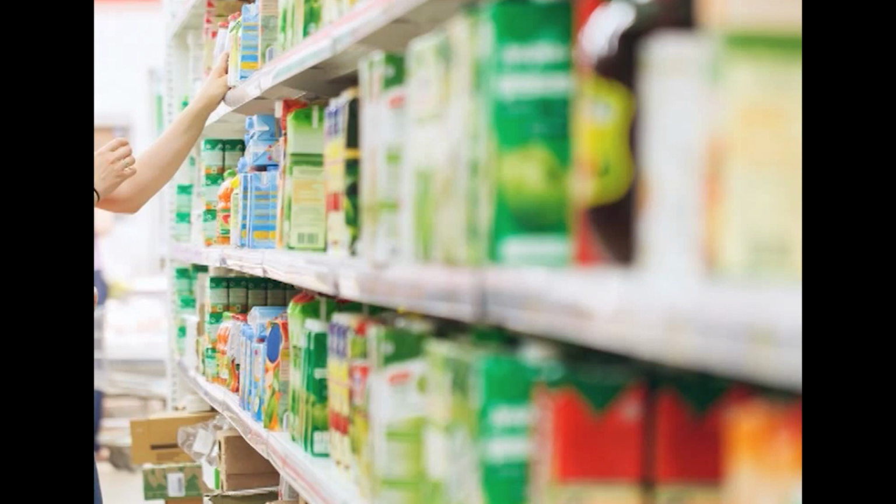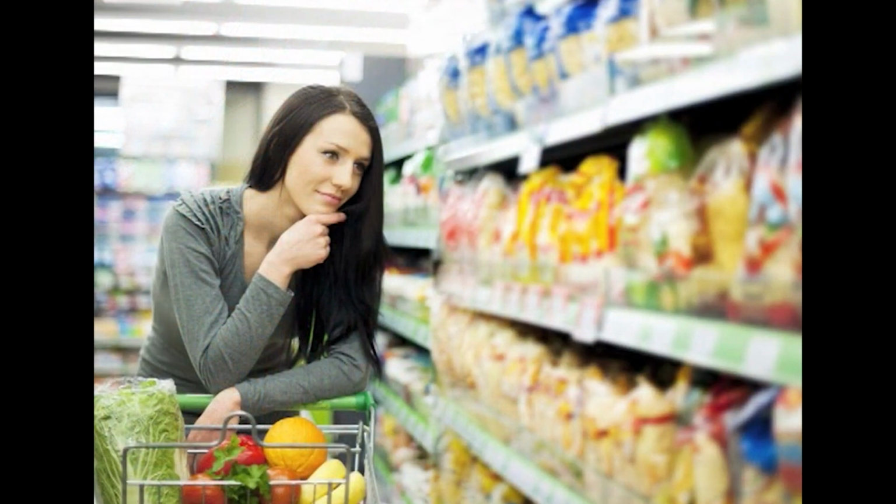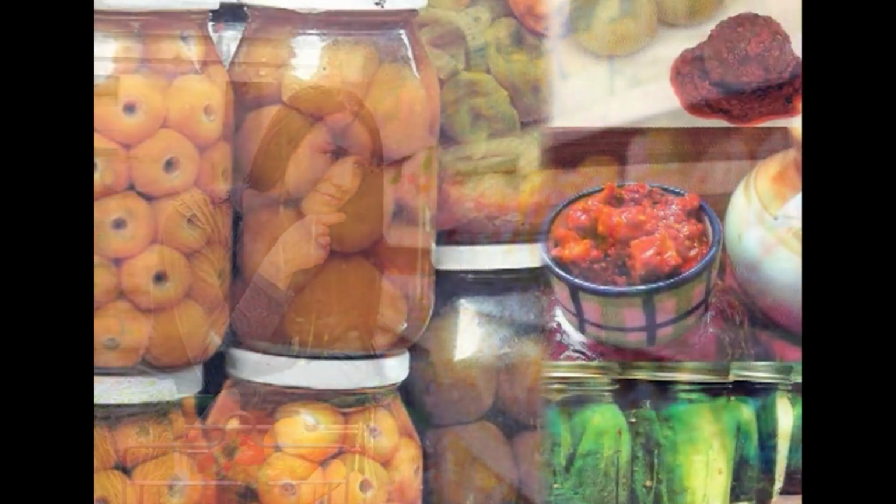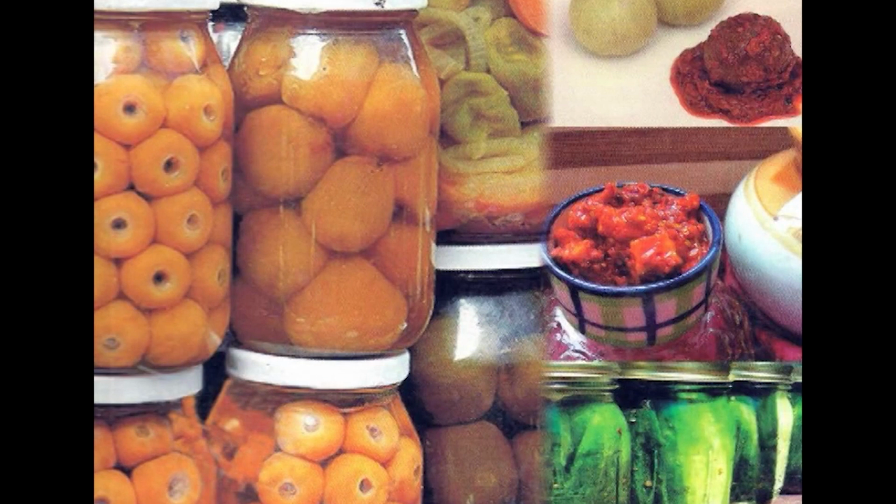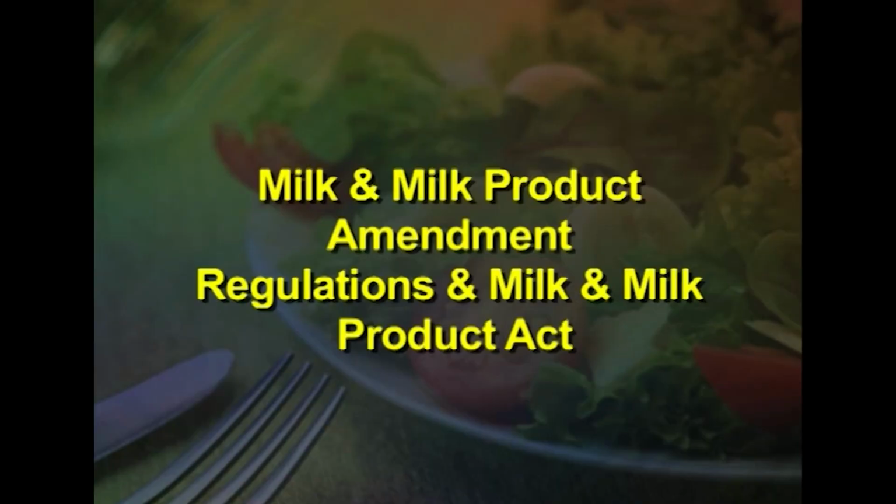The provisions of the PFA Act and rules are implemented by state government and local bodies as provided in the rules. The Prevention of Food Adulteration Act 1954 has also been replaced with the Food Safety and Standards Act 2006. Then comes the Milk and Milk Product Amendment Regulations and the Milk and Milk Product Act.